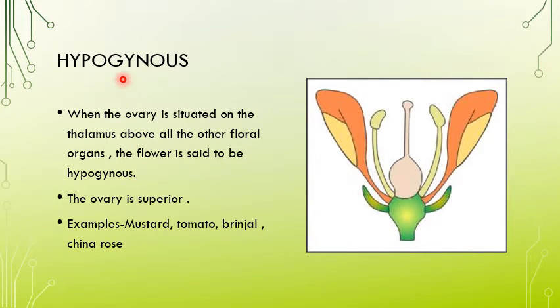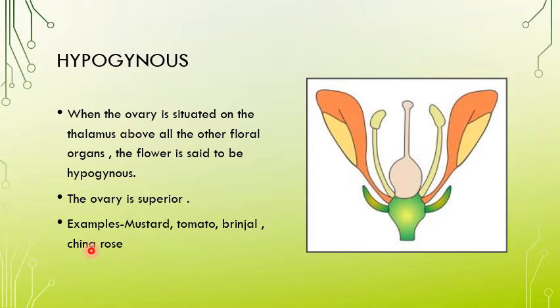So first is your hypogynous, when the ovary is situated on thalamus above all the other floral organs, and the flower is said to be hypogynous and ovary is superior. So you can see in this picture, that is the thalamus and ovary is above the thalamus and all other floral organs are lying below. So the ovary is superior. The examples are mustard, tomato, brinjal, China rose.